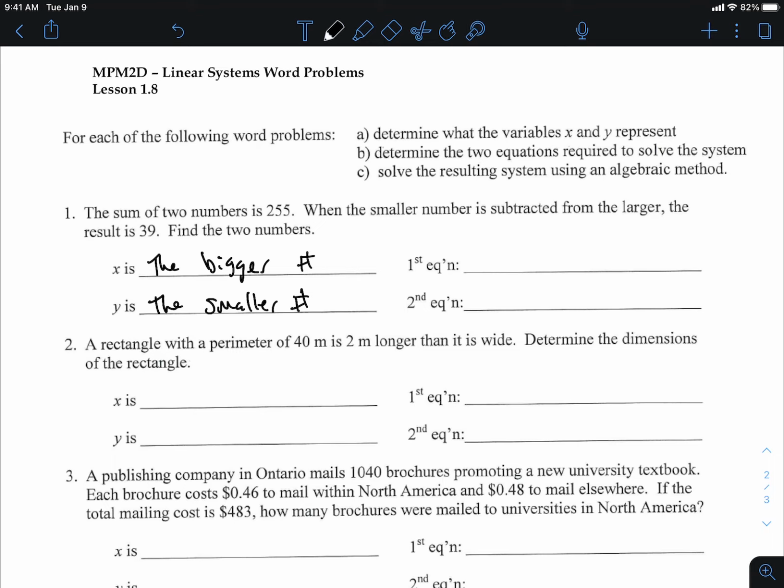And then in the first equation, the sum of the two numbers, X and Y, is equal to 255. So X plus Y is equal to 255. The second one says when the smaller number is subtracted, remember the smaller number is Y, the result is 39. So X minus Y equals 39.